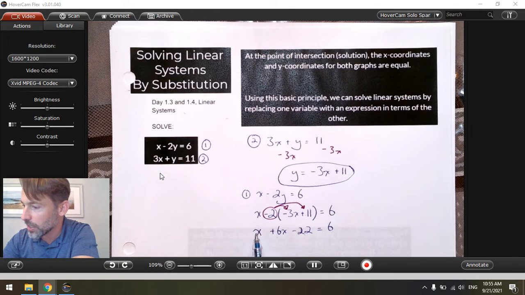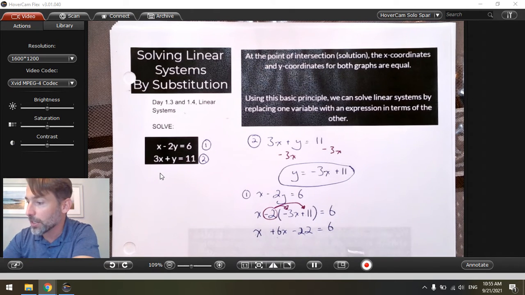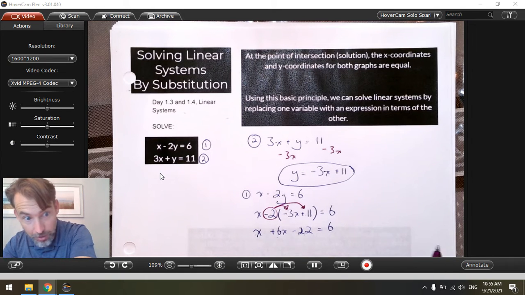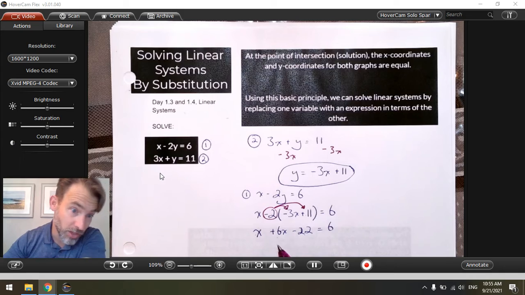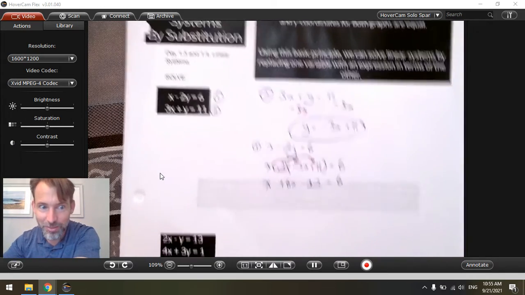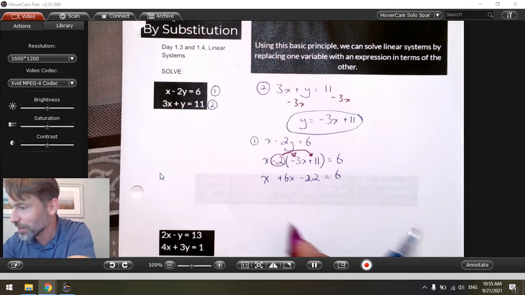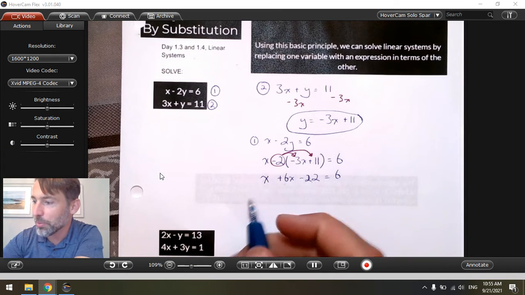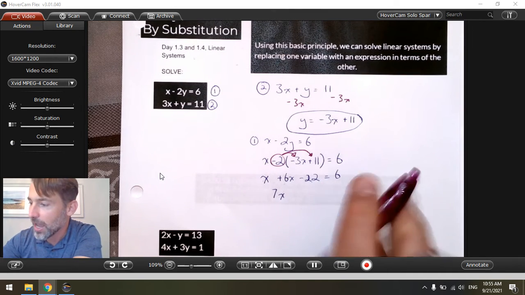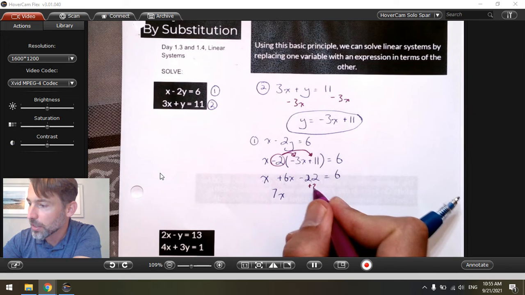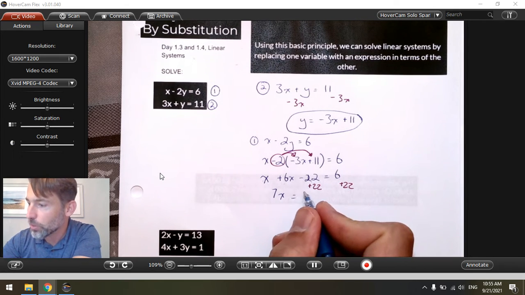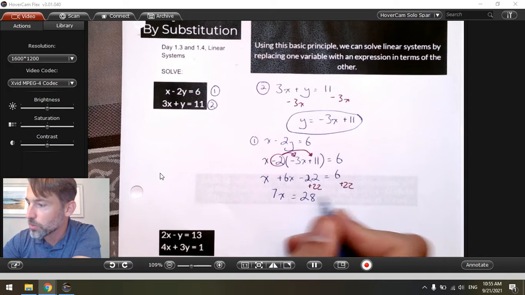And then I bring this x down, and then I'm going to collect my like terms. But I'm also going to move all of my numbers to one side and all of the variables to another side. That way I can solve for those variables. So let's advance this up here a little bit, and let's do that. Okay, so x plus 6x. An apple plus 6 apples is 7 apples. Okay, 22. I'm actually going to add 22 to both sides to give me 7x is equal to 28. 6 plus 22 is 28.